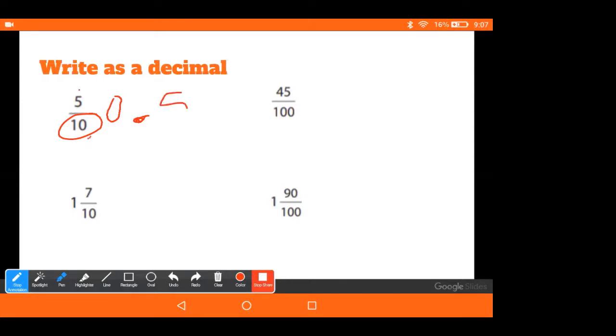So I'm going to put 0.5 and that is my answer. Pretty simple here, okay? And if you think about that, 5 out of 10 is 1/2. 0.5 is 1/2. Okay, all those things kind of match each other.